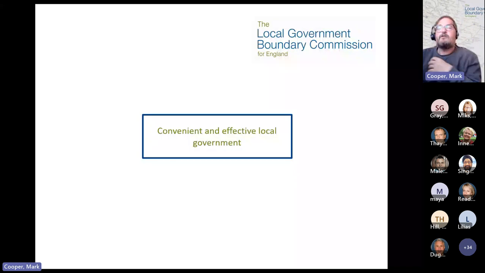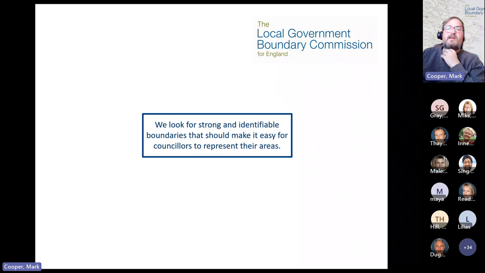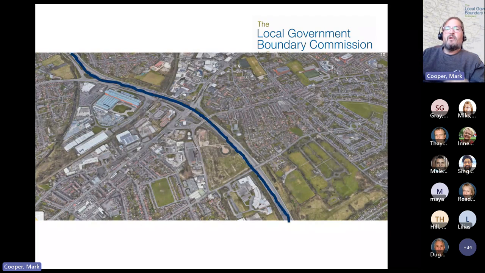So the final criteria is convenient and effective local government. We are looking for strong and identifiable boundaries that make sense on the ground, and for ones that make it as easy as possible for councillors to represent their particular wards. And we're also looking for names that mean something to local people. So you can see here a good example of a strong and identifiable boundary. Here you've got a motorway that's running right through an authority area. And in this particular review, using this as a boundary here provided for a good reflection of effective and convenient local government.